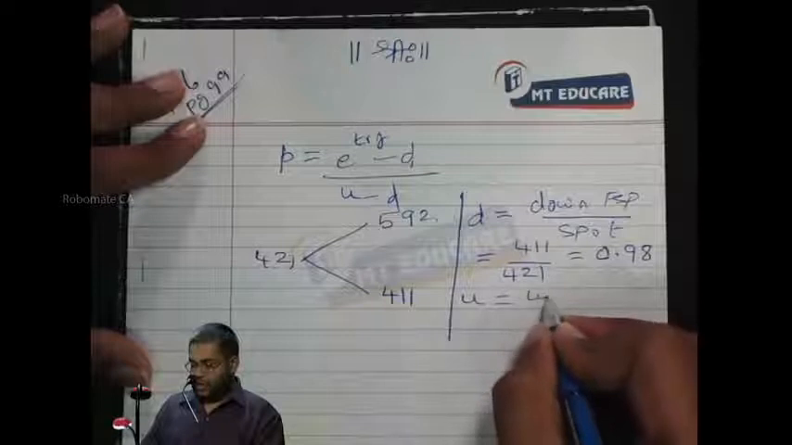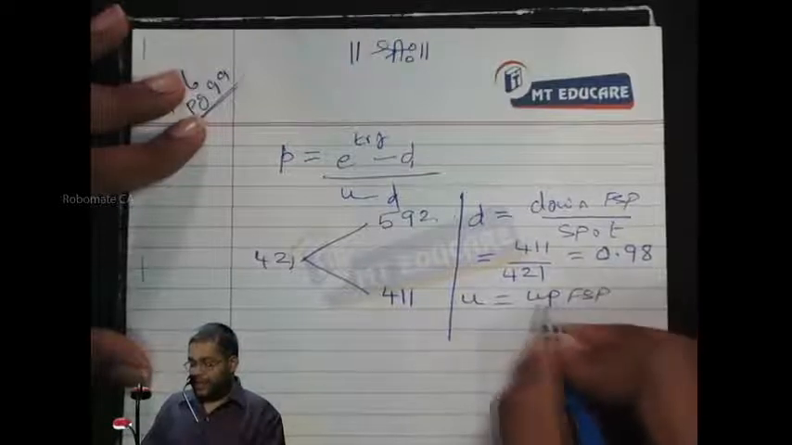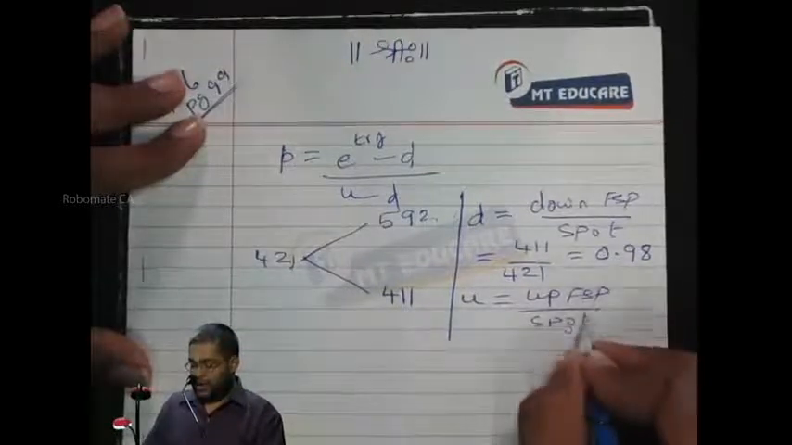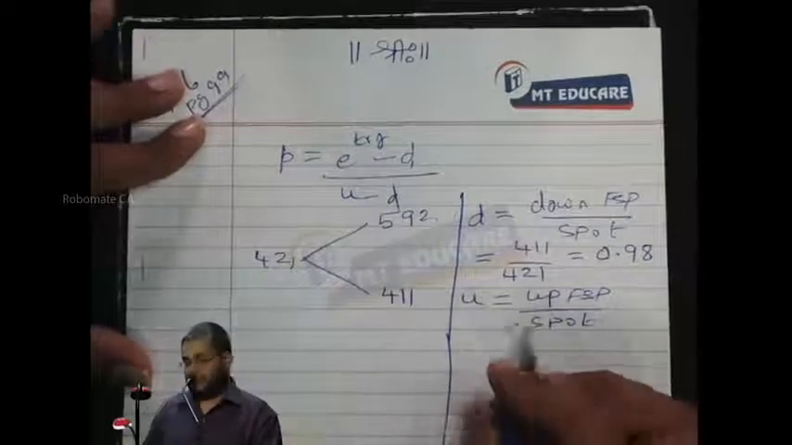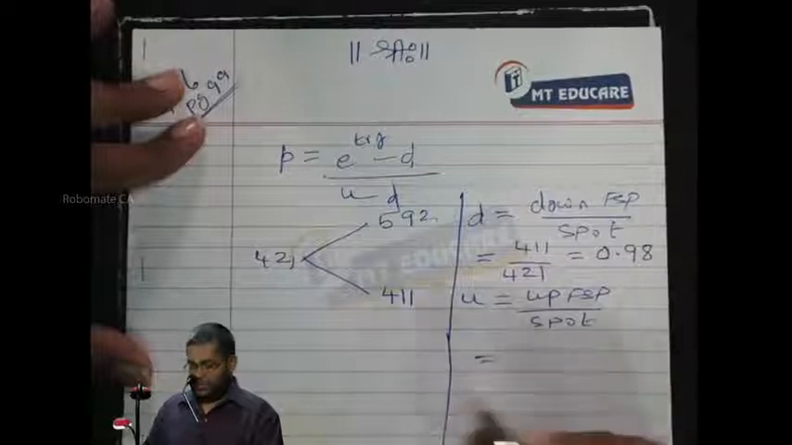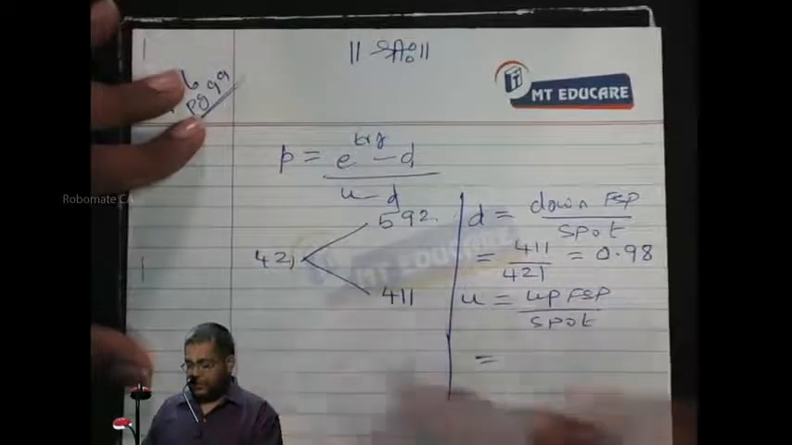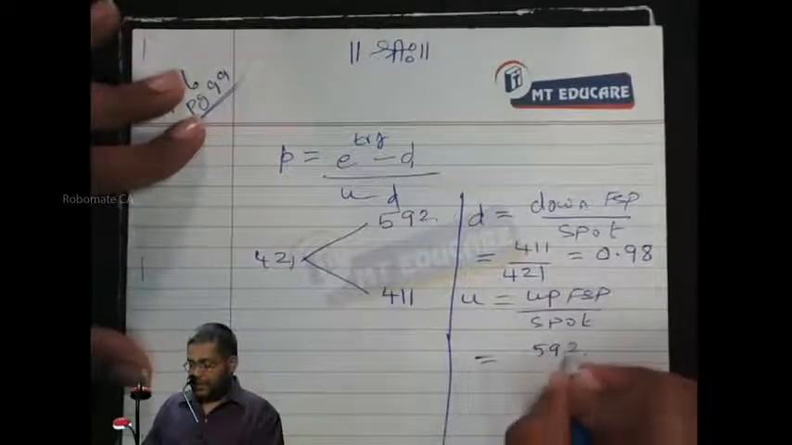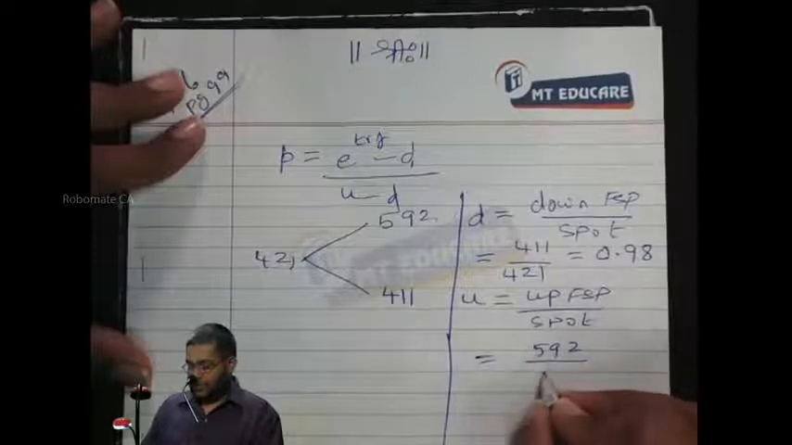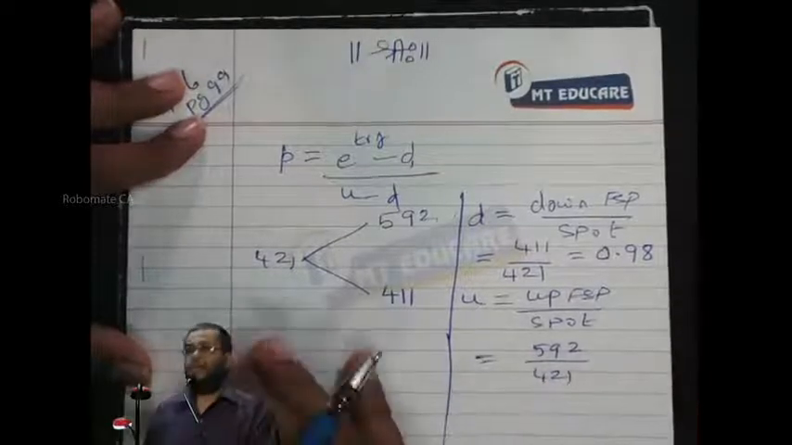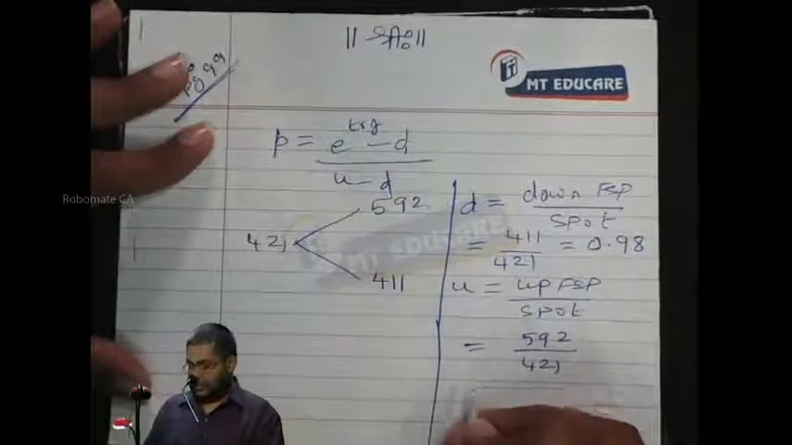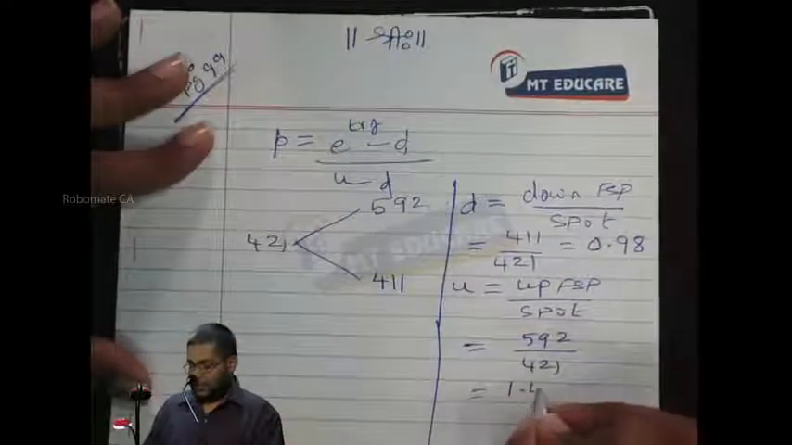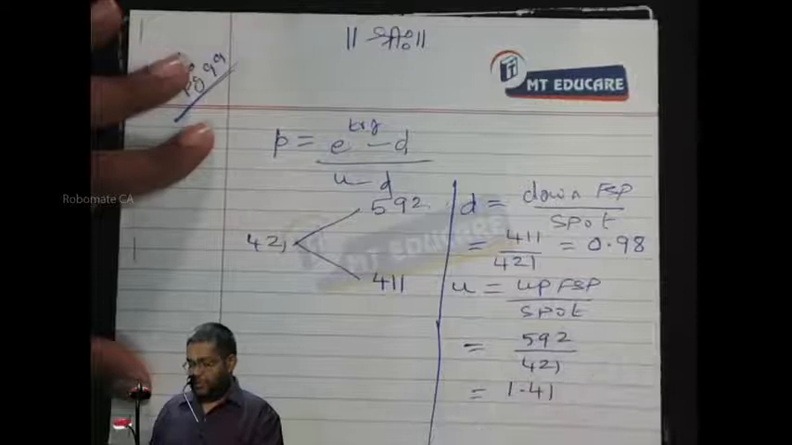U is equal to what? Upward FSP divided by spot price, which is 592 divided by 421. That is equal to 1.41. U is equal to 1.41.